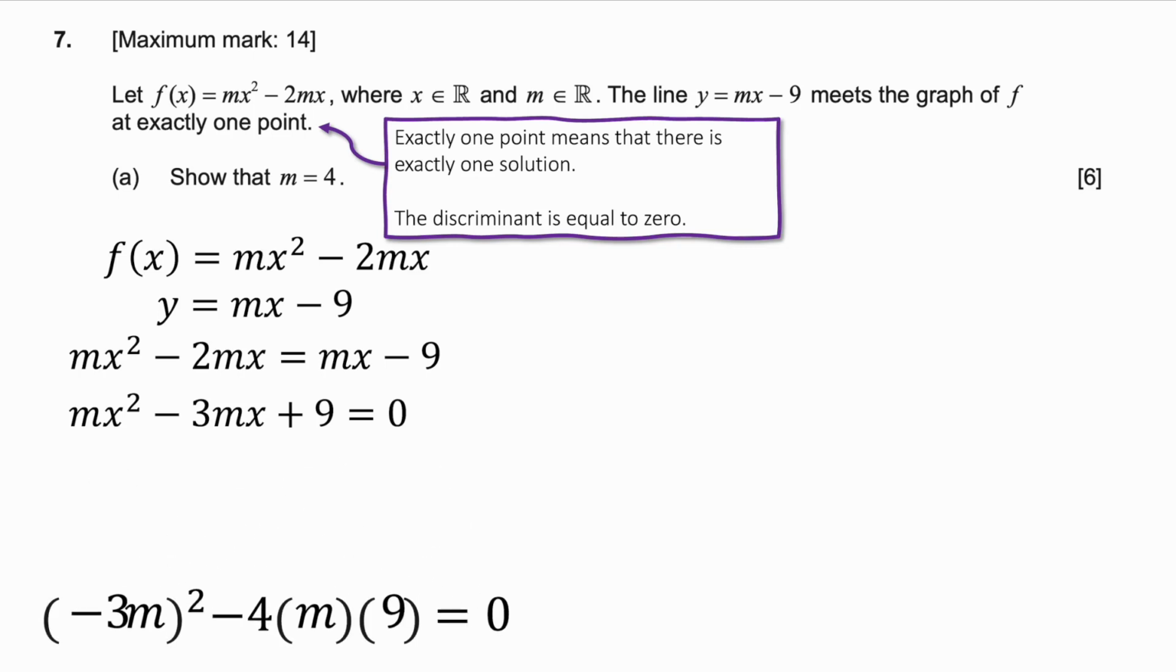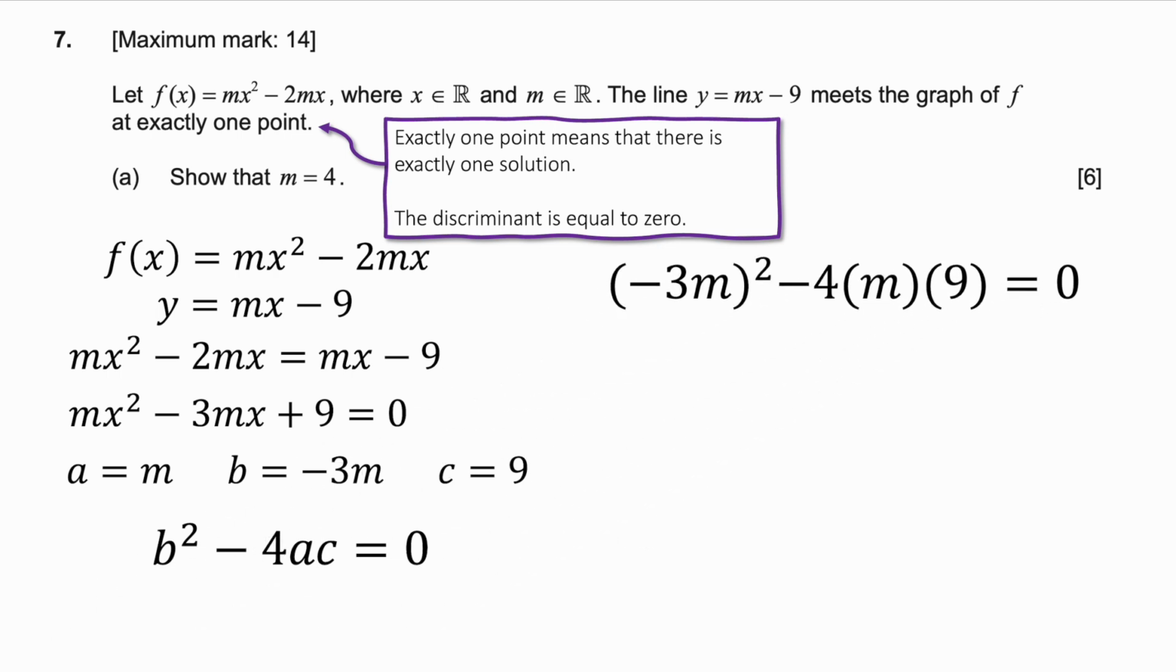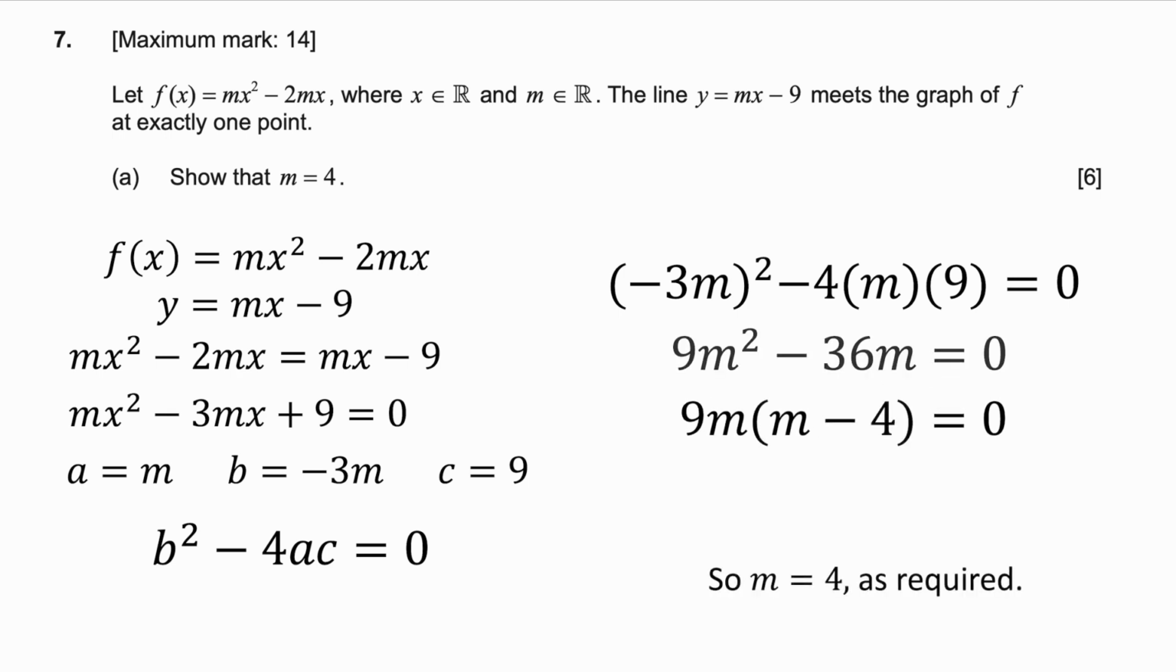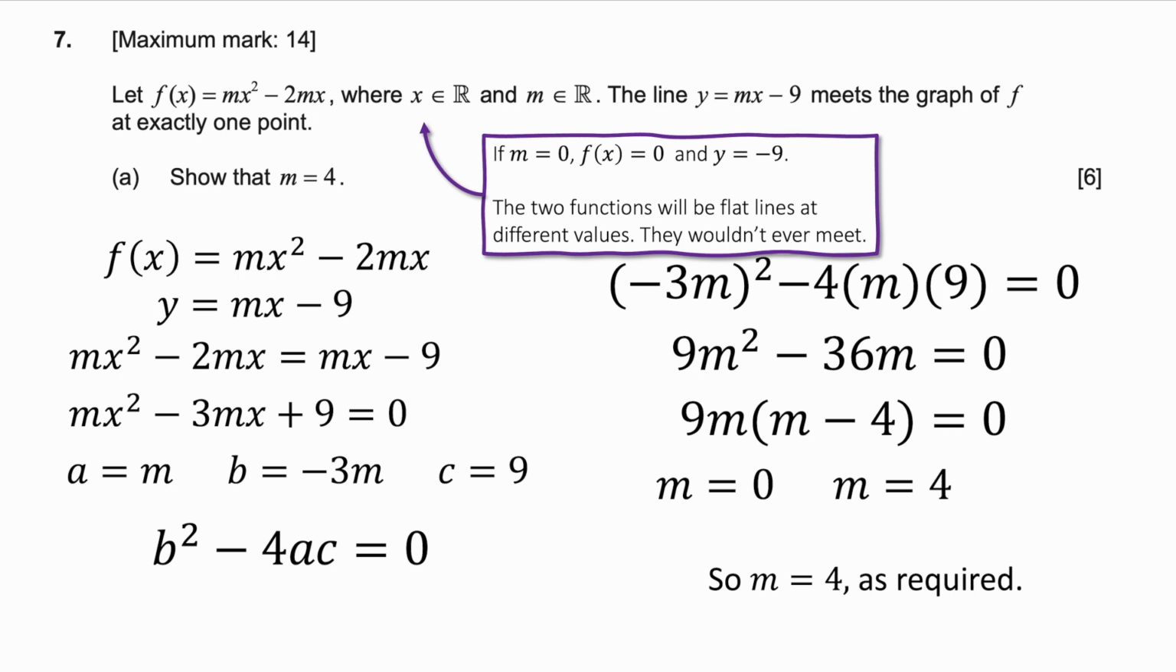Substitute the values in, like this. And we're going to simplify that. We get this, which we can factorize, and therefore m is equal to 0 or m is equal to 4. Those are the two possible solutions. M is equal to 4 as required.